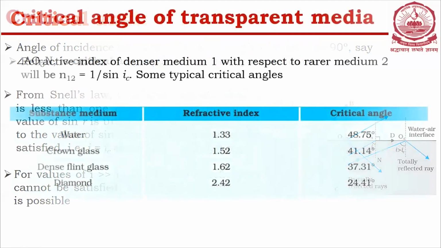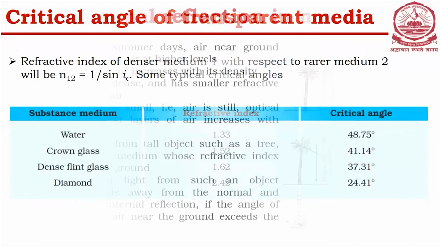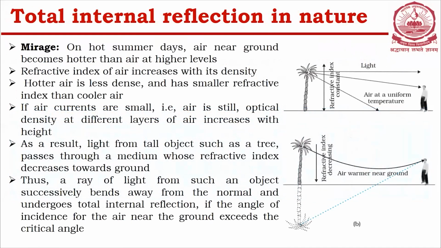There are some materials, and their refractive index and the corresponding critical angle are given in this table. And then you can see some of the natural applications of this total internal reflection. One best example is mirage.